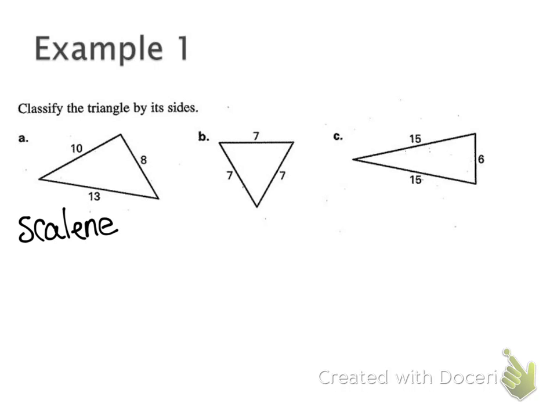All right, letter B, Jaden. That is equilateral. All of the sides are the same. So we call it equilateral. And letter C, Angel, is isosceles. Two of the sides are the same.